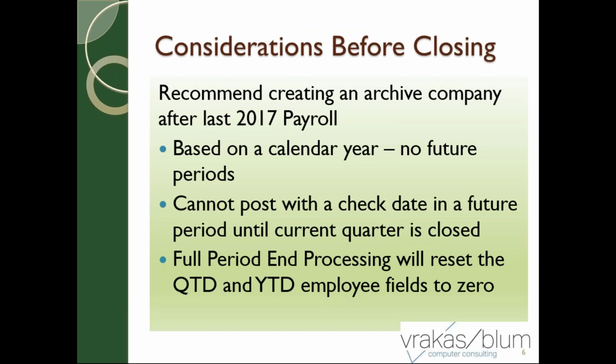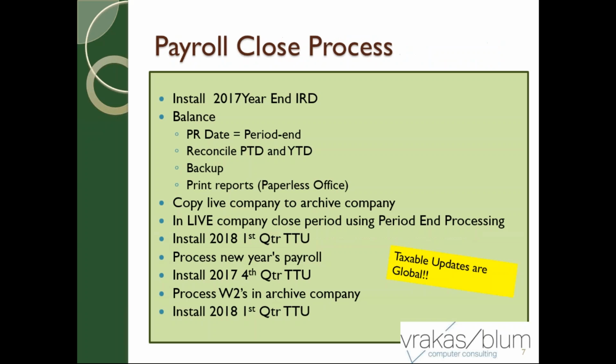What do you need to consider before you close? We recommend creating an archive company after the last 2017 payroll. This is solely because the payroll module is based on a calendar year and it does not have any future periods. And we cannot post with a check date in a future period until the current quarter is closed. With full period end processing, we reset the quarter to date and year to date employee fields to 0, as we mentioned before as well. So it's very important to create that archive company. It will give you many benefits, especially in regards to timing when you're printing your W-2s.